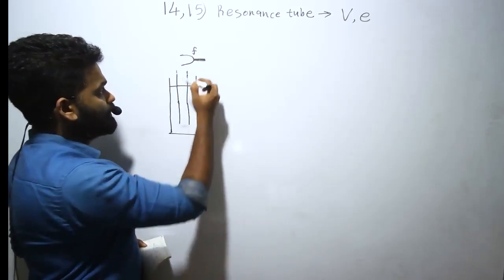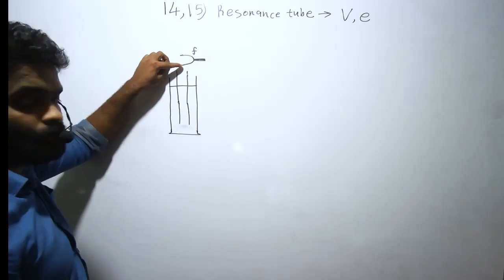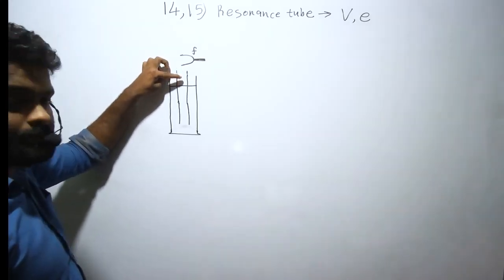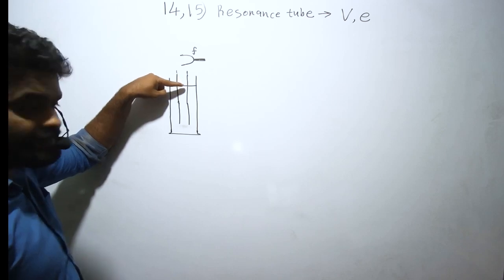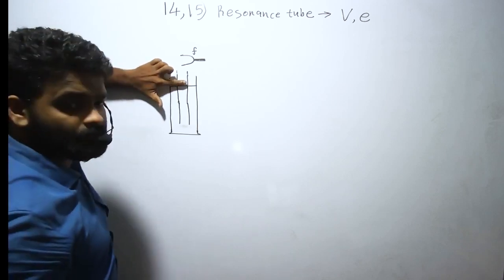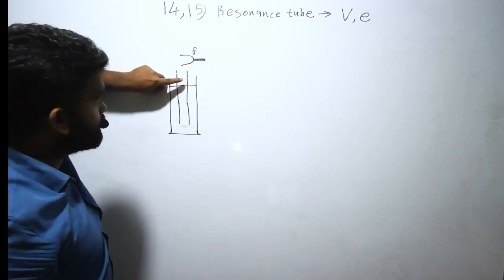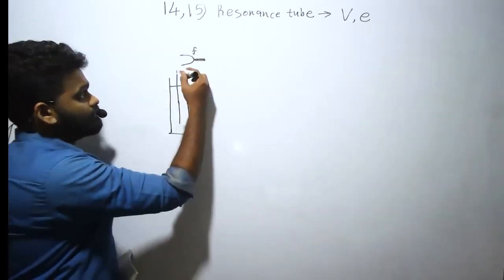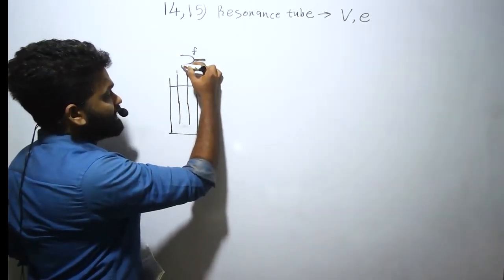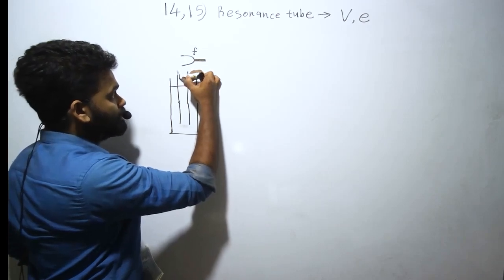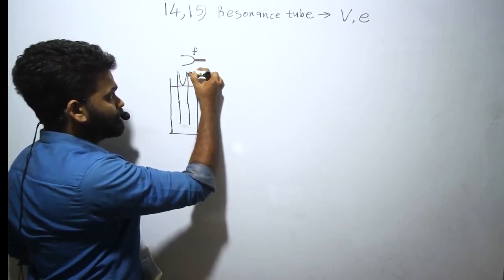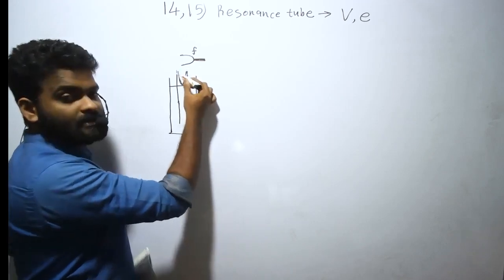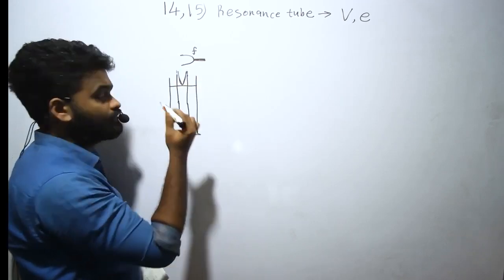Then what happens to the wave? This sound wave is a longitudinal wave. It goes into the pipe, then reflects off the water level, and the reflected and incoming waves create a standing wave here. So the standing wave is like this. This is the fundamental shape of that standing wave.